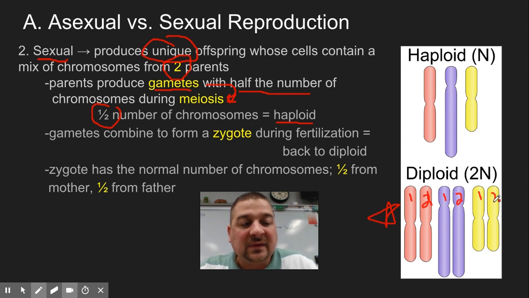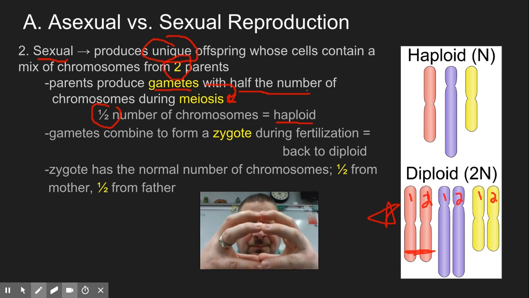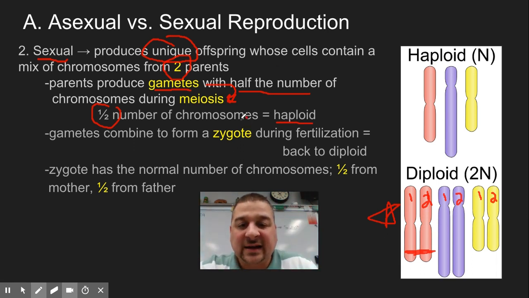So when we go to form gametes, they have similar genes on these homologous chromosomes, but maybe just different alleles, like brown hair or blonde hair. But it's a gene for hair color. So when we form gametes, we're going to divide these up so that you only have one set, not a pair, just one set. That's called haploid. Then when the sperm and the egg meet, you're going to form what's called a zygote.